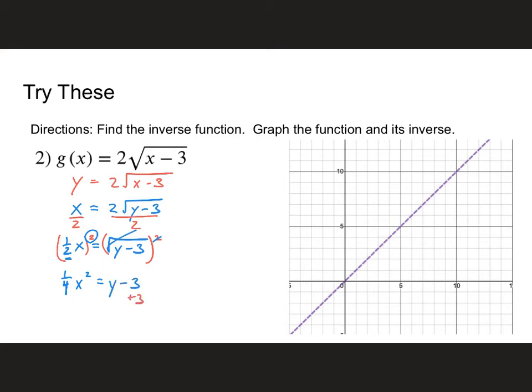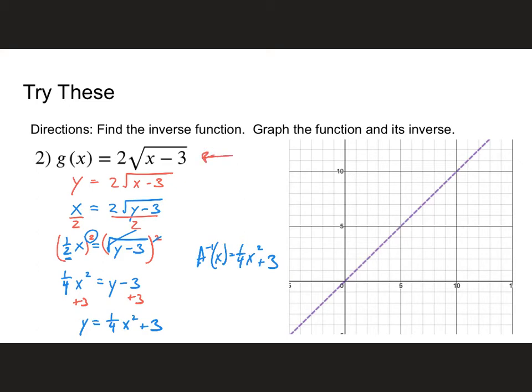One more step. I'll add 3 to both sides. That'll give me y equals 1/4 x squared plus 3. And I'll use the proper notation here. So f inverse of x is equal to 1/4 x squared plus 3. All right, so let's graph these. So for g of x, I'm going to use my red marker.